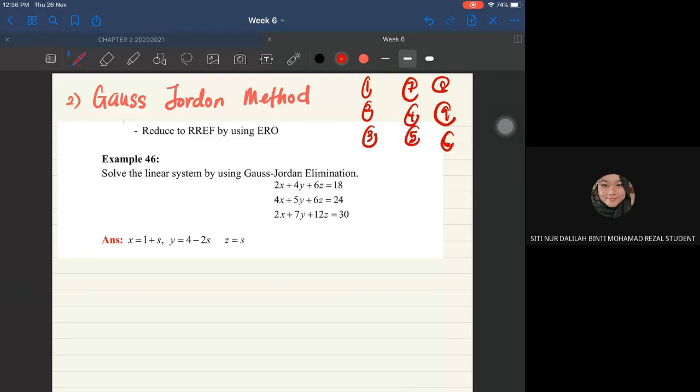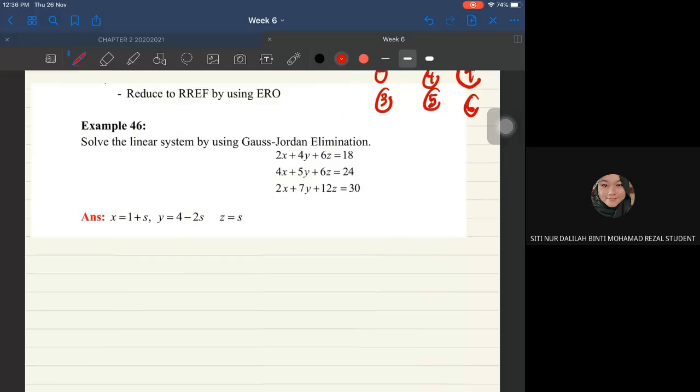Okay. So kita cuba buat ni sebab kalau tengok jawapan dekat sini dia menunjukkan many solution kan. Okay, let's try to solve this one. So first step masih sama, kita tukarkan dia dalam bentuk augmented form, so that I will have 2, 4, 6, 4, 5, 6, 2, 7, 12, 18, 24, 30.